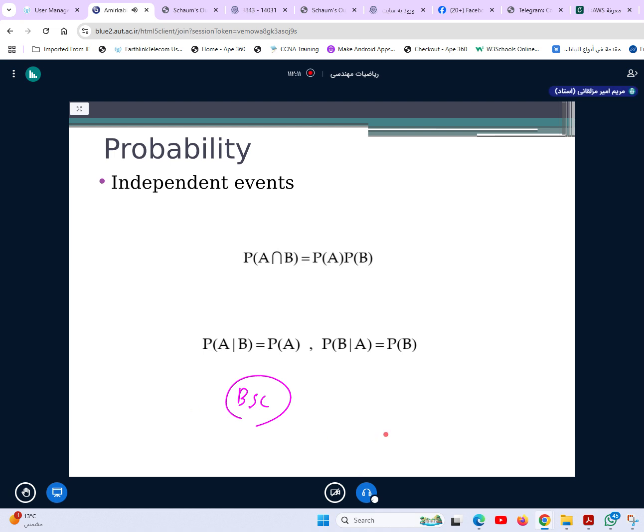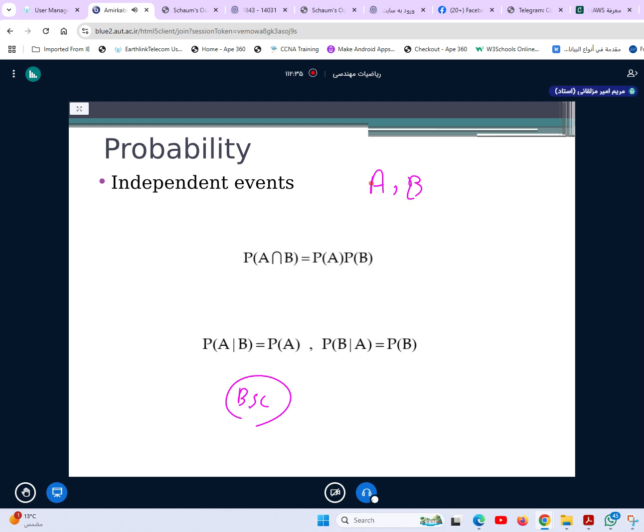And the last subject of this session: independent events. What are independent events? We have two events, A and B. When are two events A and B independent? What's the meaning of independent? It means that they are not related to each other. A and B are not related to each other.